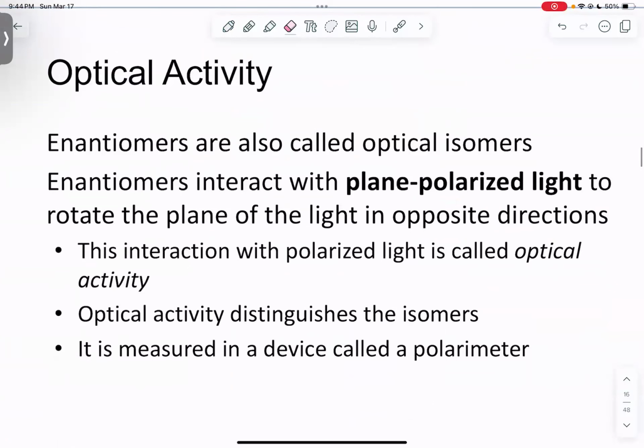All right. So the way that we know that things are enantiomers is that they are optical isomers. They interact with polarized light in different ways, and they actually rotate the light. This is called optical activity, and you don't really have to understand it. It's okay.